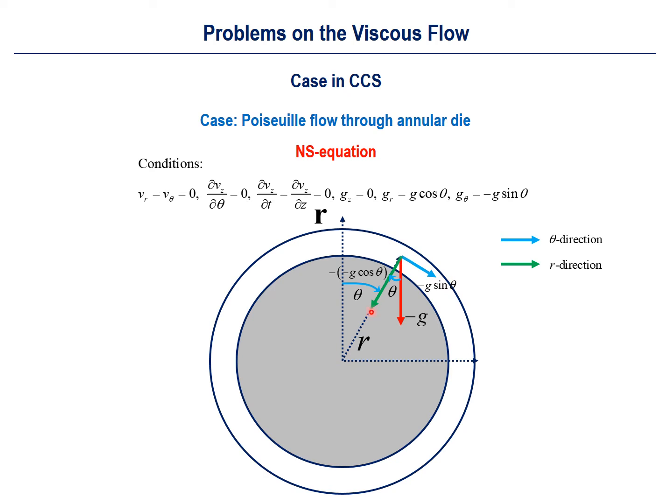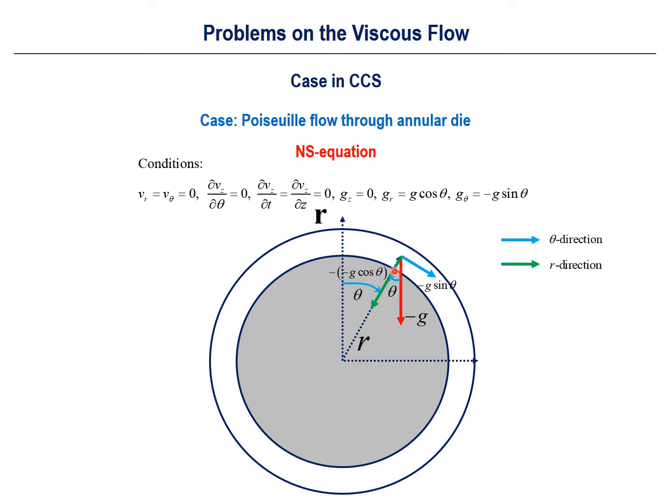In particular, please note that there are two negative signs for the r direction, so negative negative g cosine theta. The first negative sign is due to this downward gravity at this position. And the second negative sign is due to the direction of the gravity. So it means that this direction from the center to the outward is the positive direction for the r direction. But the direction of this green arrow is inward. So it means that we need to put another negative sign for the r-dependent gravity term here.